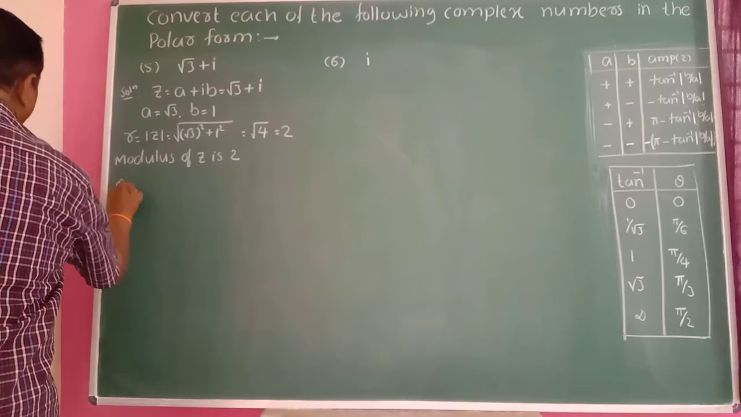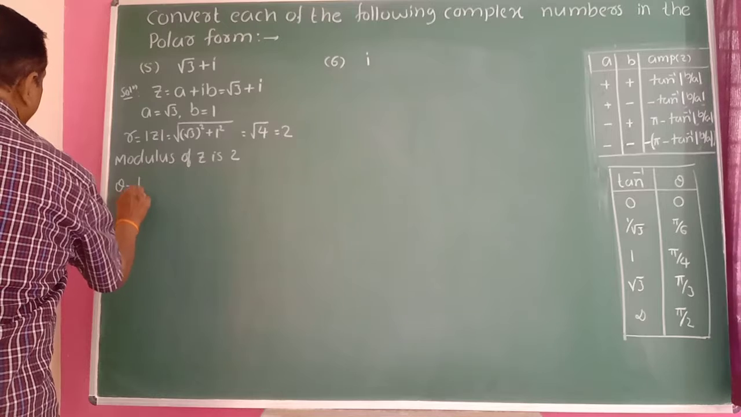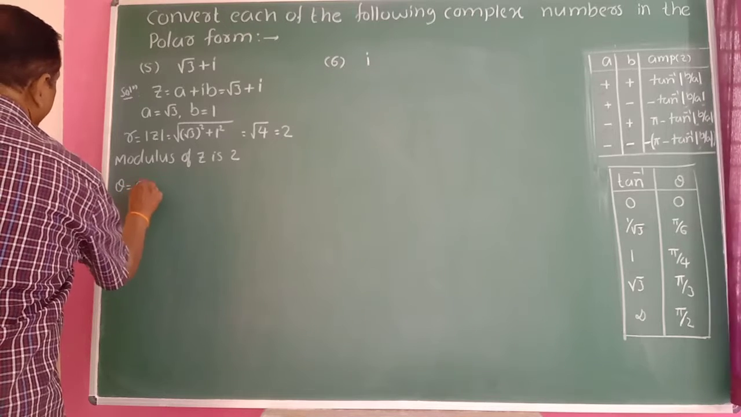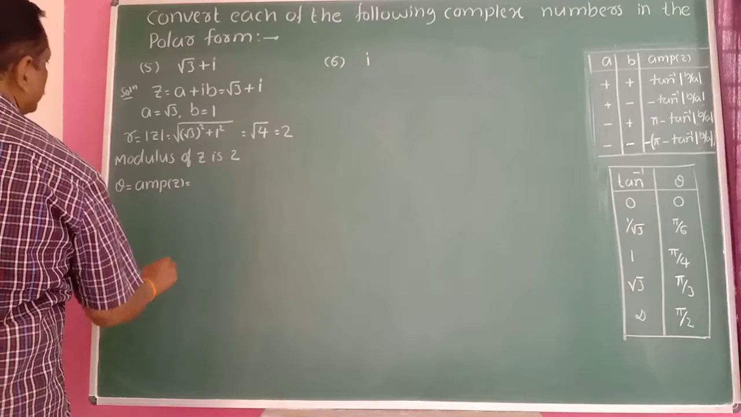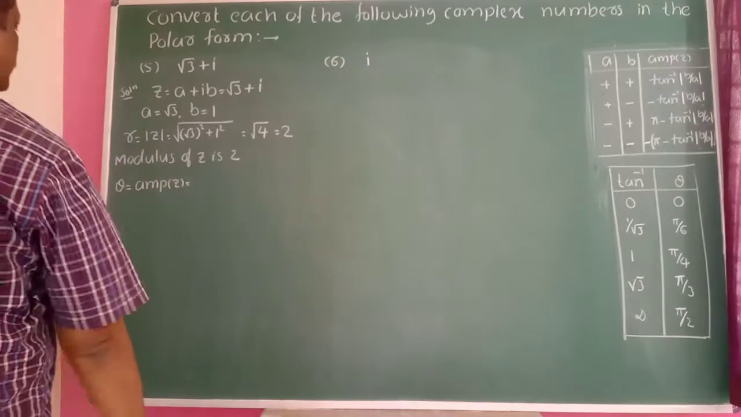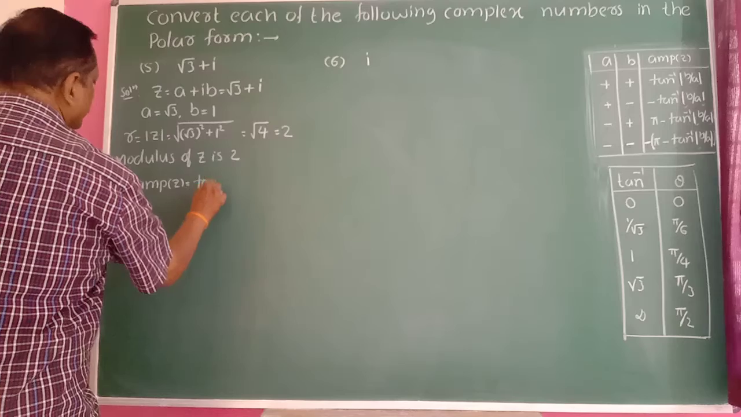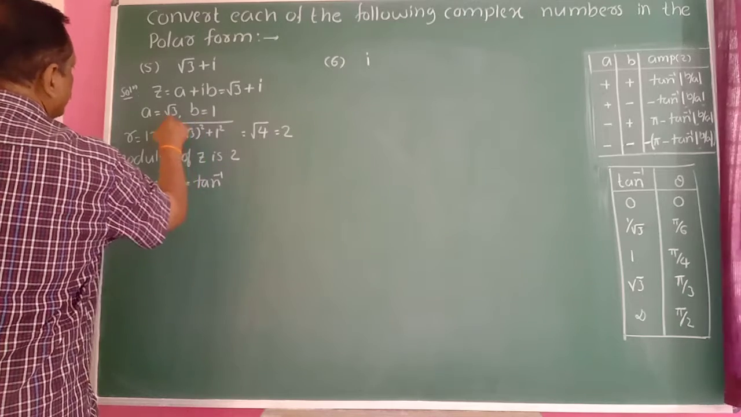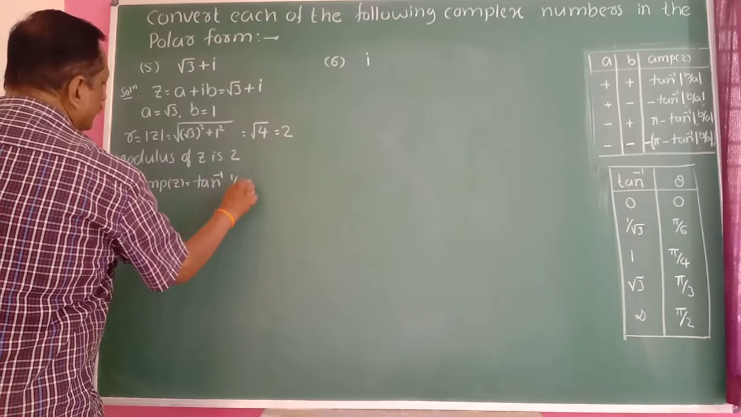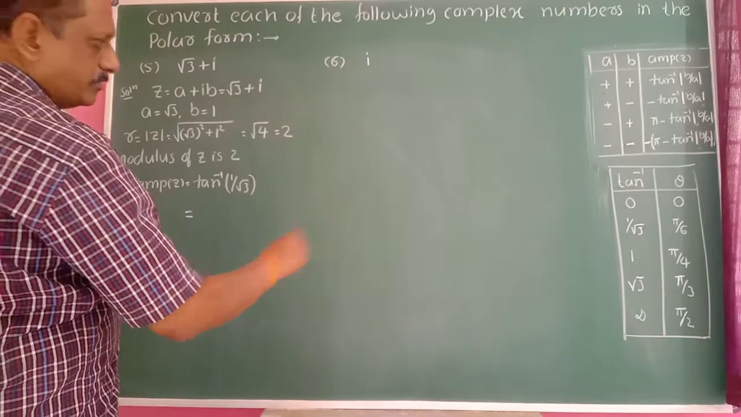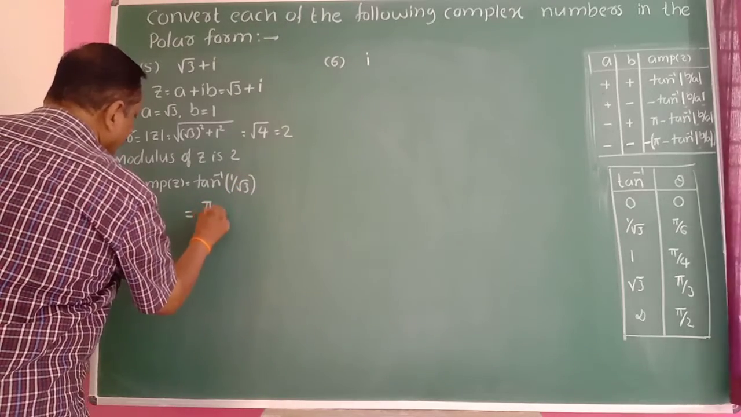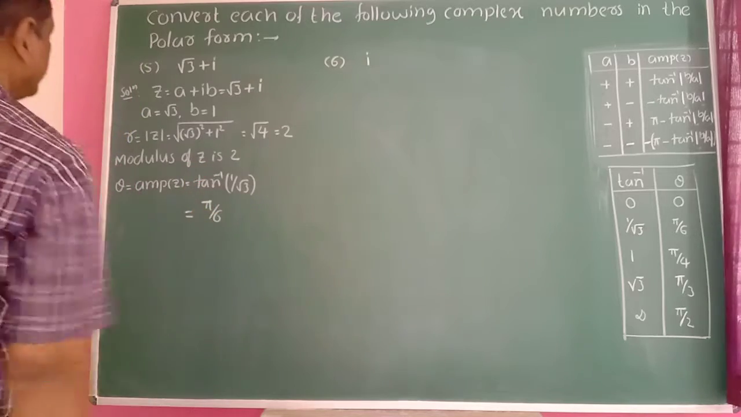Then theta is equal to the amplitude of z. The amplitude of the complex number z: here both are positive, therefore tan inverse of 1 upon root 3. Therefore tan inverse of 1 by root 3 is pi by 6.